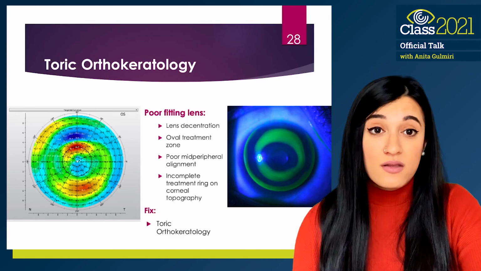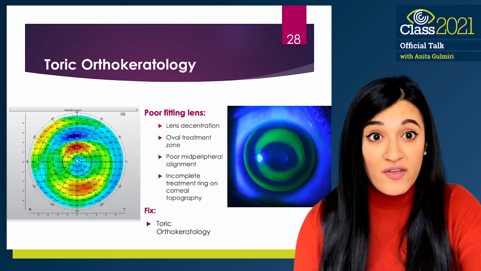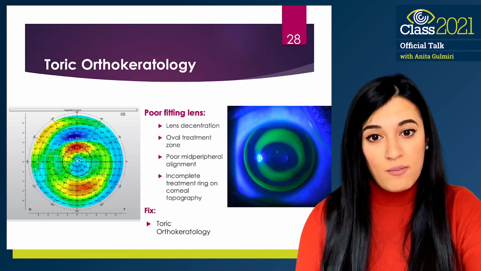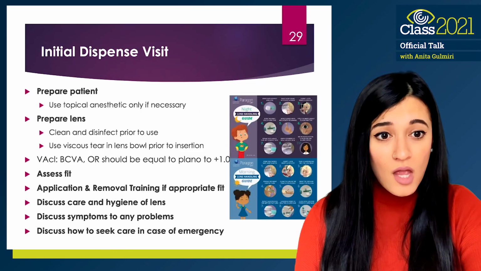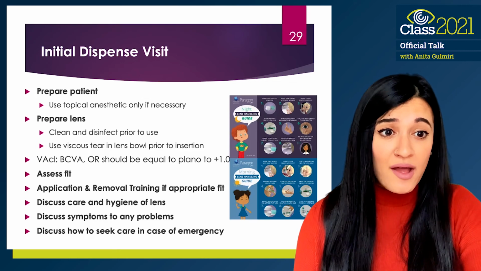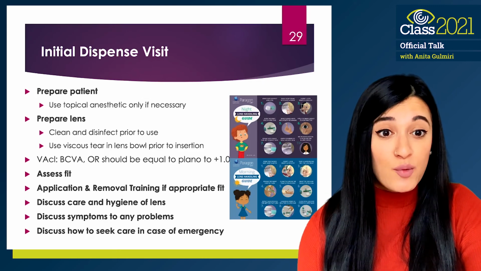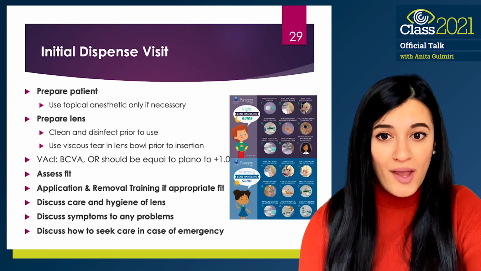And that should essentially help to fix any issues with this unequal pattern on the cornea that you might see. So I did want to conclude with just outlining the different types of visits that you would need in a typical ortho-K practice.